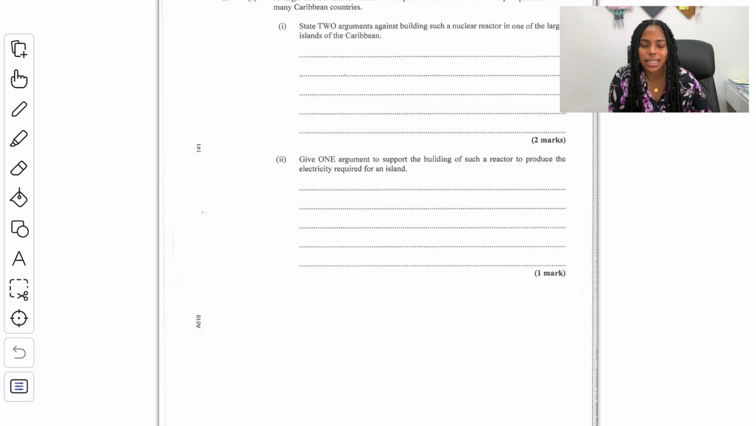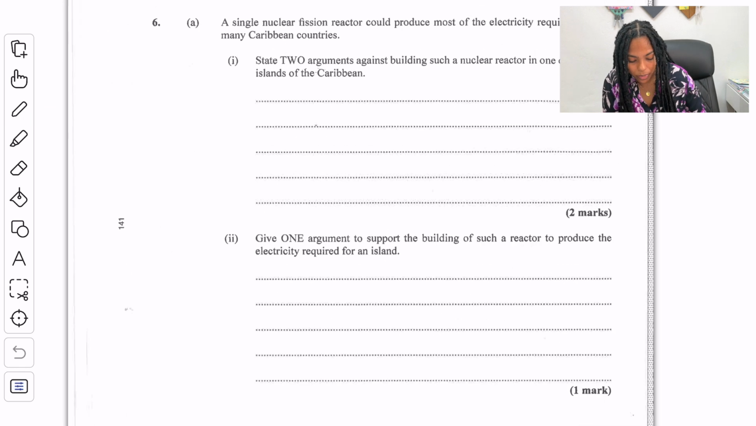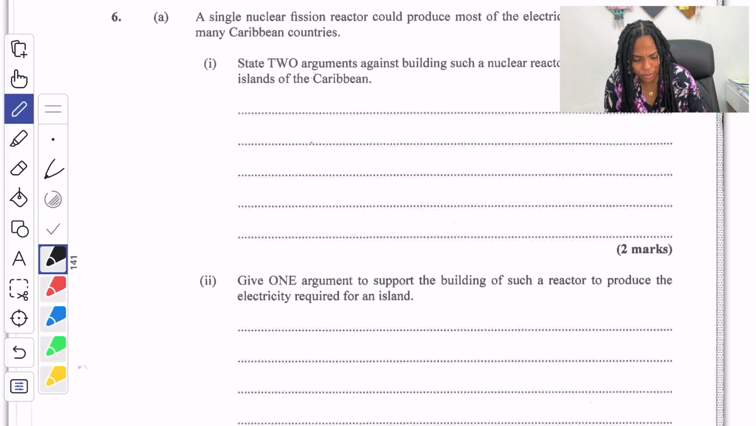State two arguments against building such a nuclear reactor in one of the larger islands of the Caribbean. So I would just always use safety here as the against. So I would say that Caribbean islands, even the larger ones, it's really difficult for us to be able to store the amount of radioactive waste that is produced, just because we're so small. And also if there's an accident or if there's a leak, it really affects the entirety of the island or the amount of water sources that we have everywhere, that it's going to contaminate the water sources as well and whatnot. So you will tell me if you had any others, because these are really all that I could think of.